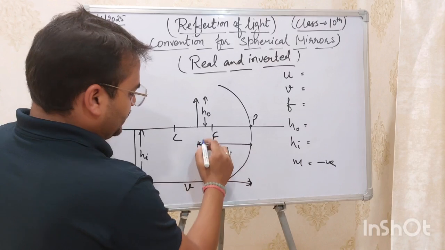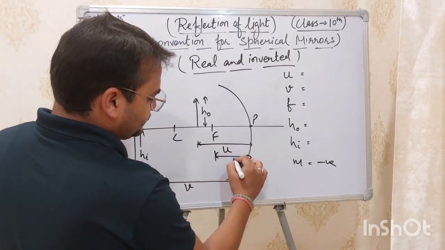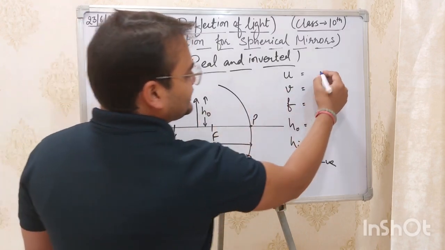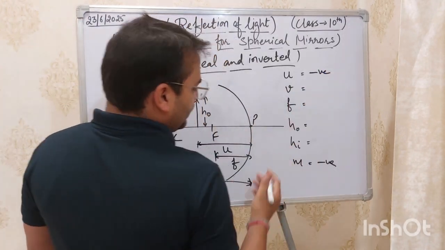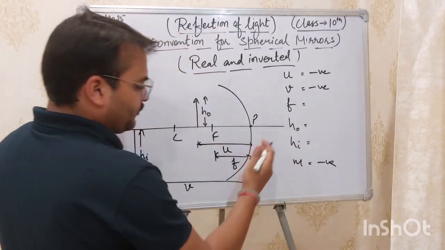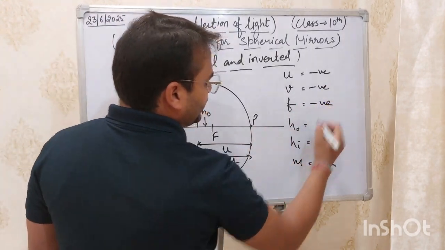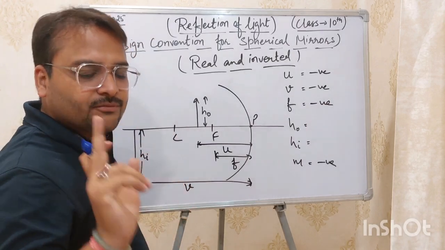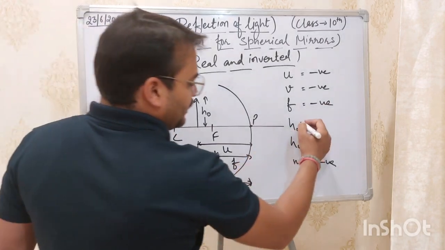And this is the focal length. Now U is on the left-hand side, so we consider it negative. V is also on the left-hand side, so that is also negative. Focal length is negative, I have told you about it. Whether a real image or a virtual image is formed, we always consider focal length negative.